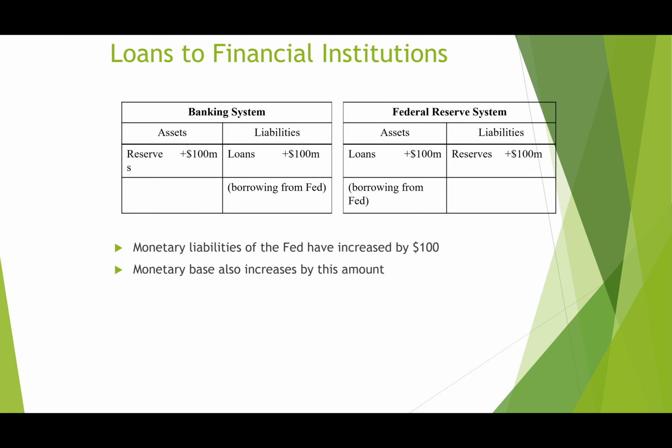What happens in the banking system? Well, they've taken out 100 million of loans from the Fed, so their liabilities go up by 100 million, but on the other hand, they have 100 million more of reserves now. So that's gone up. So let's look at this from a monetary base point of view. Monetary base is reserves plus currency. So we can see reserves have gone up by 100 million. So that's what the monetary base goes up by.